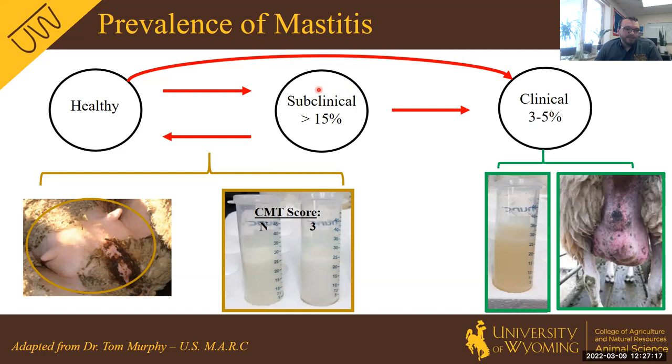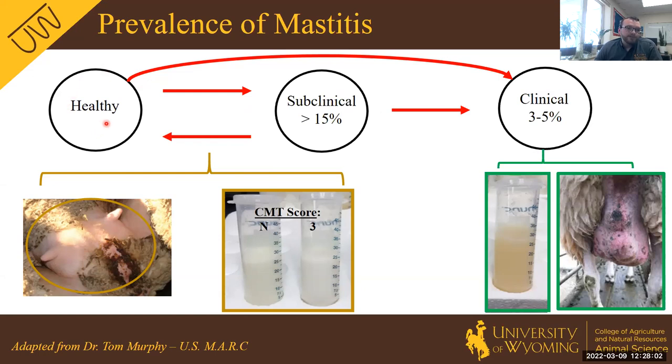And again, these subclinically infected ewes look the same as healthy ewes. So there's no signs in the udder or milk or infected animal itself. And the prevalence of subclinical mastitis in general is greater than 15%. And some of our flocks that we've researched, specifically here at the University of Wyoming, we've observed subclinical mastitis frequencies of about 90% in our ewes at some times throughout lactation. So very high subclinical mastitis prevalence, generally greater than 15%, so at least 3 to 5 times more than the prevalence of clinical mastitis. And then these red arrows indicate directionality of progression of disease.